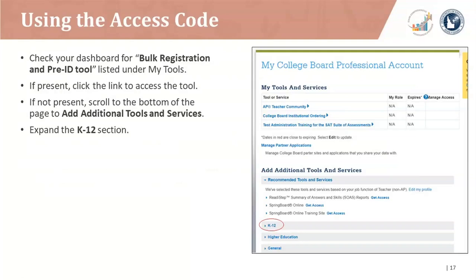Check your dashboard for bulk registration and pre-ID tool listed under My Tools. If that is present, click the link to access the tool. If that is not present, scroll to the bottom of the page to Additional Tools and Services and expand the K-12 section.